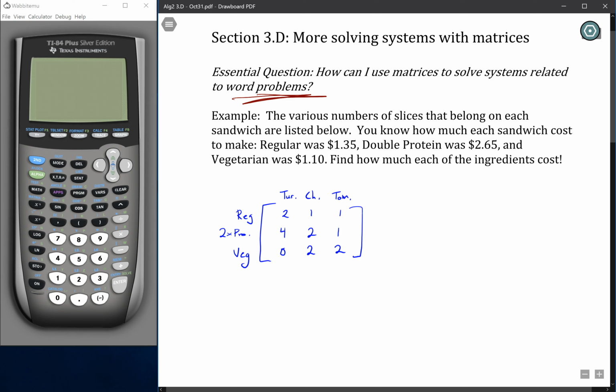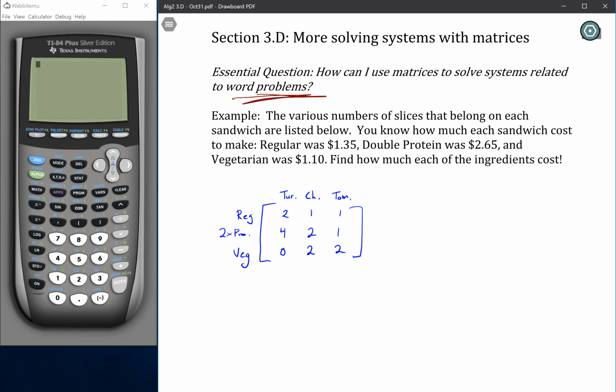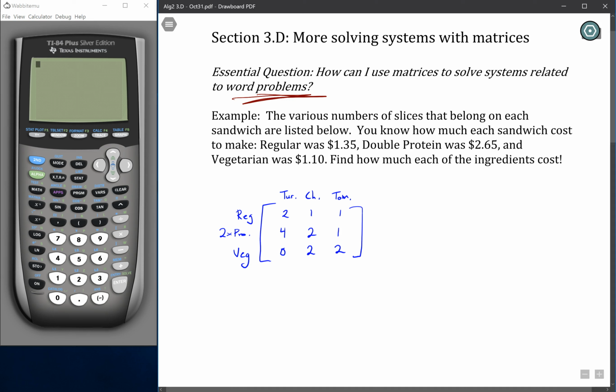Make sure you have your calculator out today so that you can practice doing the matrix stuff. So, example: the various numbers of slices that belong on each sandwich are listed below. Cool, we're used to that. You know how much each sandwich costs to make. Regular was $1.35, double protein was $2.65, and vegetarian was $1.10. And you want to find out how much each of the ingredients cost. So these are our variables, the ingredients' costs. How much does turkey cost? How much does cheese cost? How much do tomatoes cost?